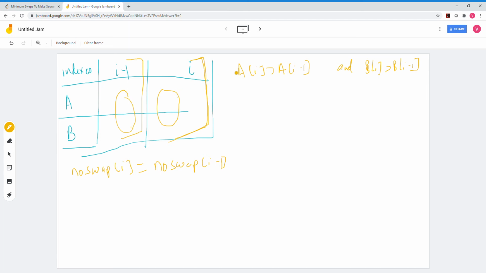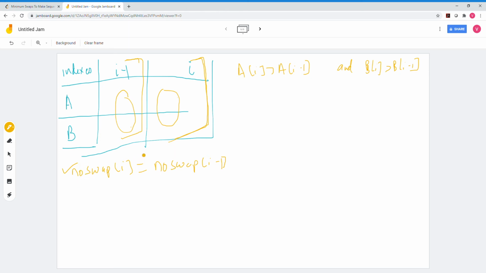Now, according to this condition, if there is no swap here, there should be no swap here also. So the problem boils down to making strictly increasing arrays, both of them, until the I minus 1th index, such that there is no swap here, which is nothing but no swap of I minus 1. So this is our first equation that we have got.